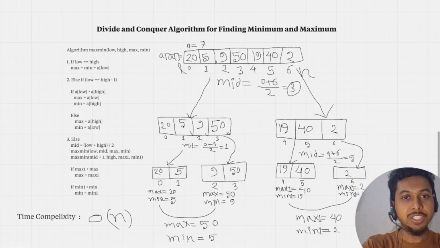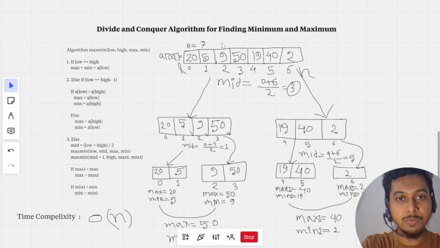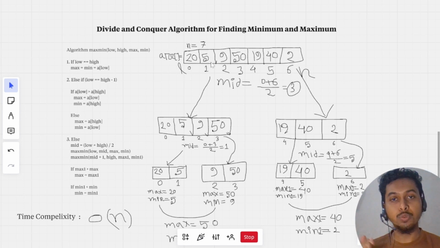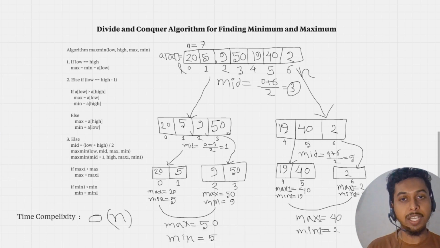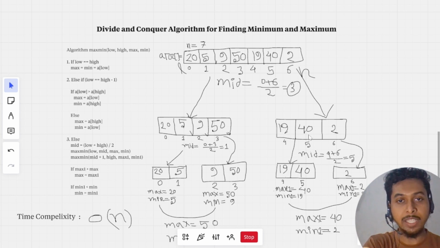First of all, we take an array. The size of this array is 7, and we divide the array into two subproblems, subarrays. This is the left subarray and this is the right subarray.